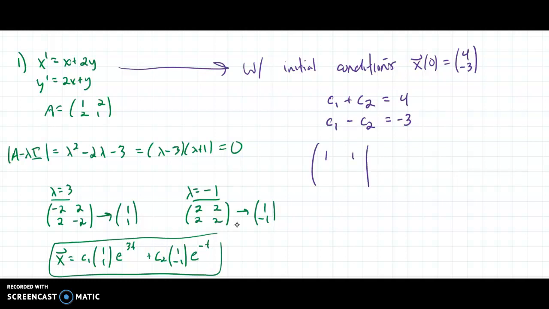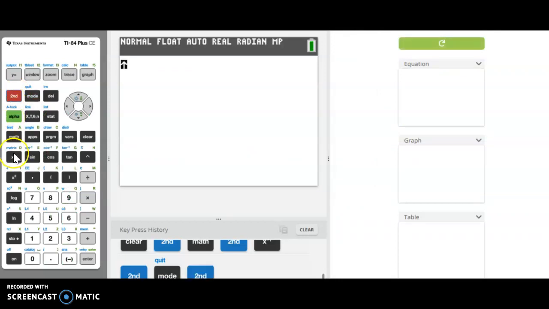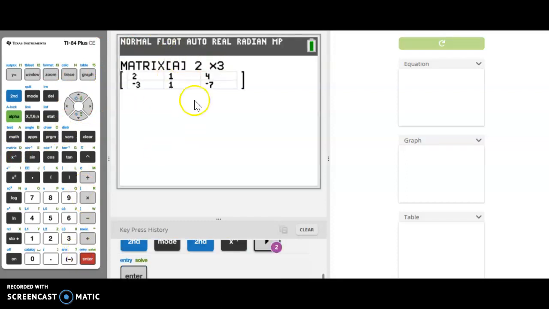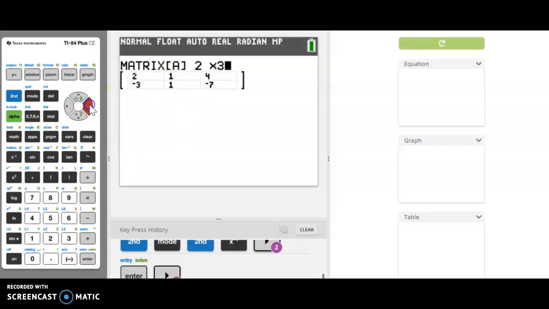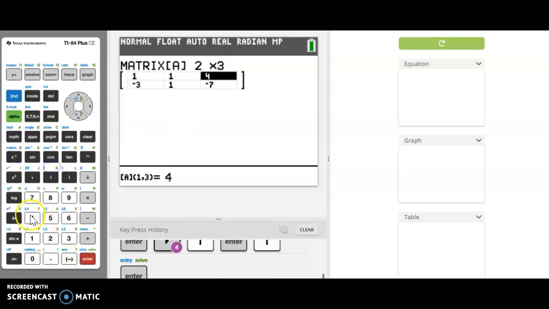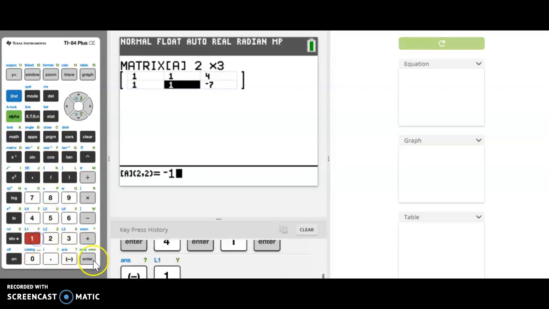1, 1, bar, 4, 1, negative 1, bar, negative 3. I want you to go ahead and put that into your calculator using the matrix menu. Again, do this along with me. I'm going to go second matrix over to matrix A. Notice it's got the stuff in there from before, so I'm just going to go through there till I get to here. I'm going to go 1, 1, 4, and then 1, negative 1, negative 3, enter.